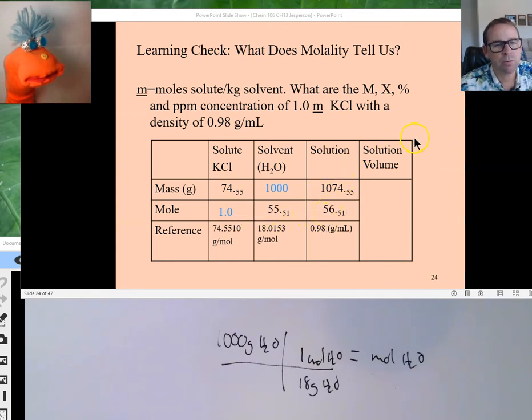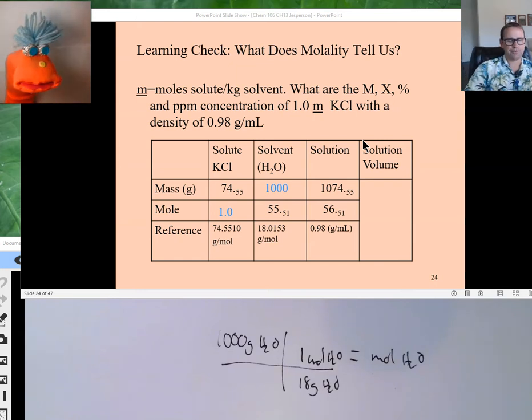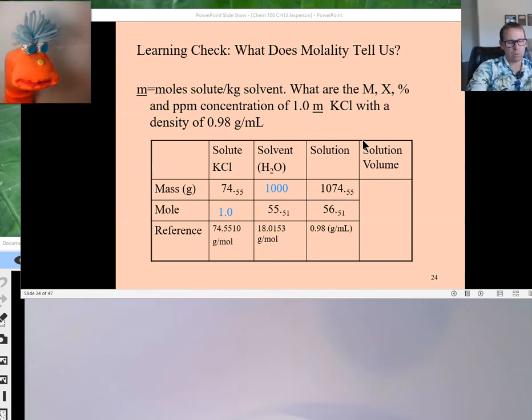Now what about my solution volume? We have the solution mass. What does this information tell us down here? The density? Yeah. So if this is solution mass, can I get my solution volume from the density?